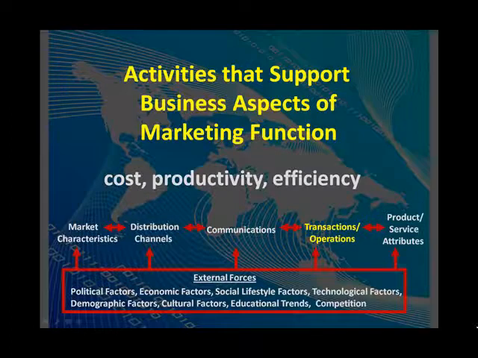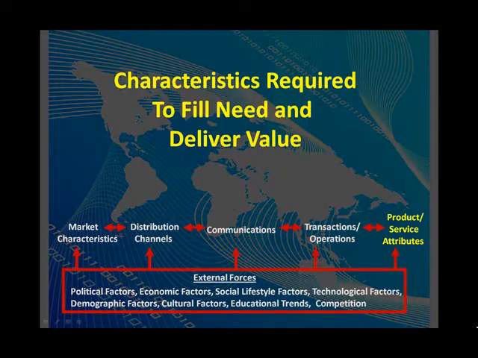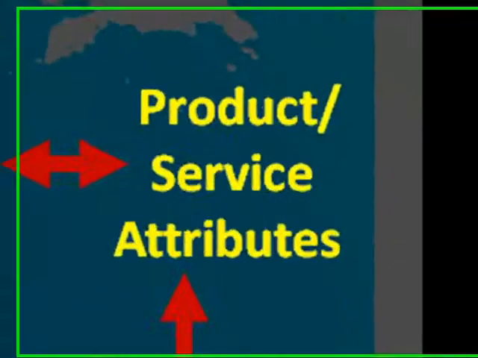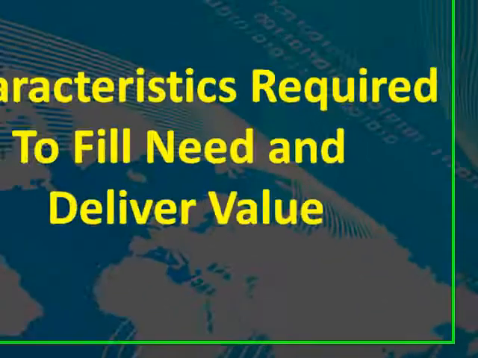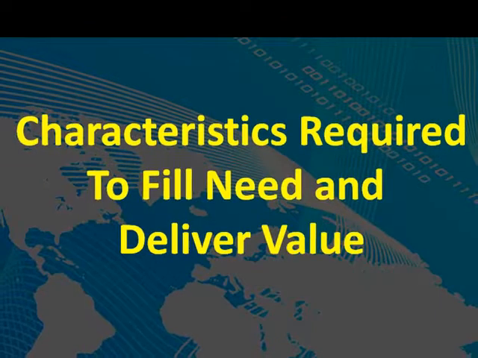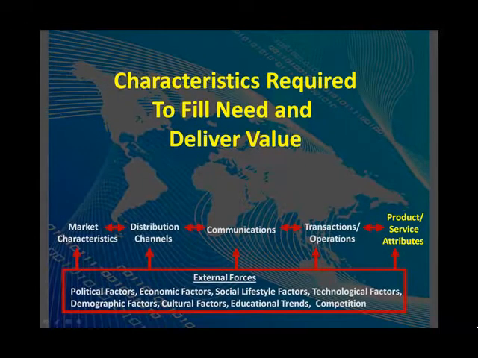Operations is about all those support activities, including the workflows across the value chain. When it comes to operations in particular, we're going to measure their effectiveness by cost, productivity, and efficiency metrics. The last component of the value chain is the product and service attributes. This is where we take customer motives and needs and incorporate them into our products and services.